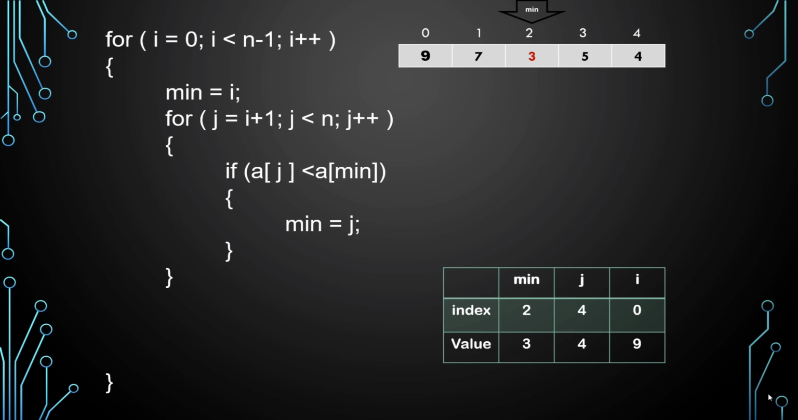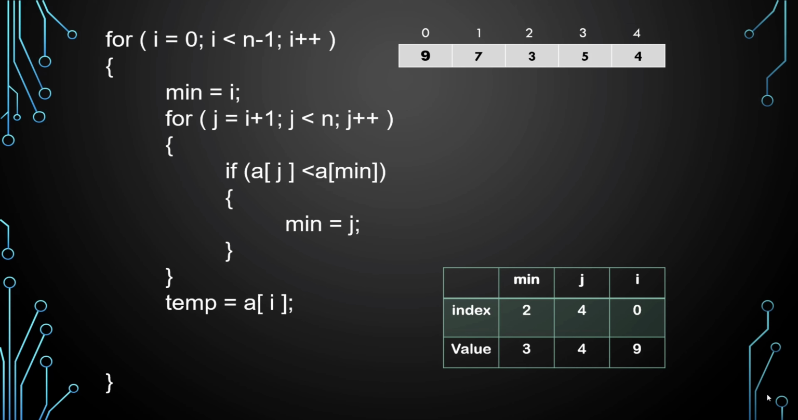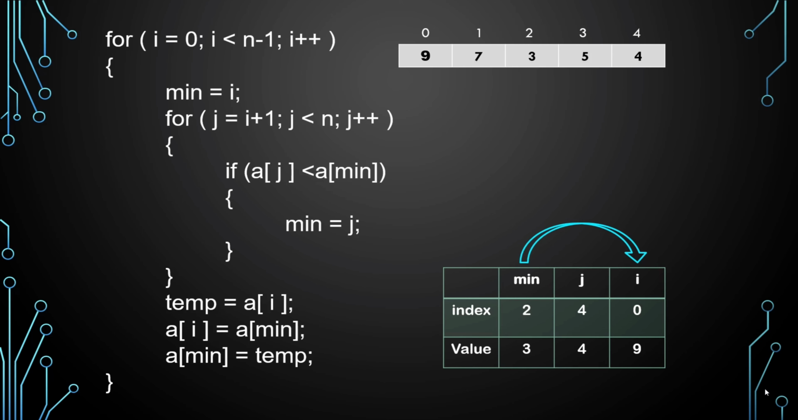Now we need to swap the element values at minimum and i. We take a temporary variable named temp and copy the value of a[i] to it. In the next step, the value of a[minimum] is copied to a[i]. And in the final step, the value of a[i] stored in temp is copied to a[minimum]. So now the two elements are swapped. Also, the first element is sorted.